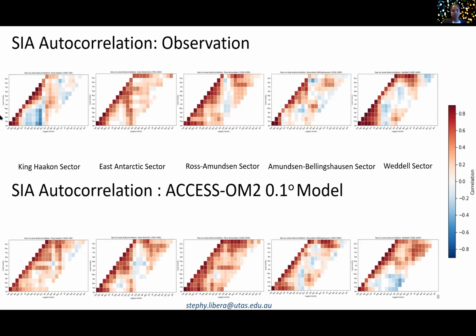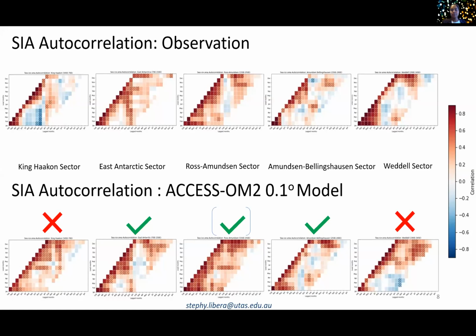And when we compare the different sectors, we notice that most of the sectors are comparable, but the large deviation is occurring for the King Haakon and the Weddell sector. For the model, it's actually doing a really good job at picking up the persistent and re-emergent signals. In most of the cases, it's capable of producing both, and that gives us some confidence in going ahead and looking at the ocean model.